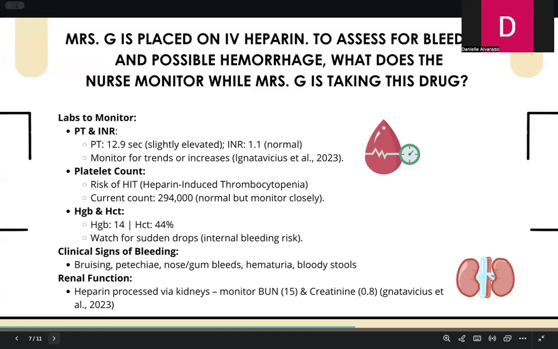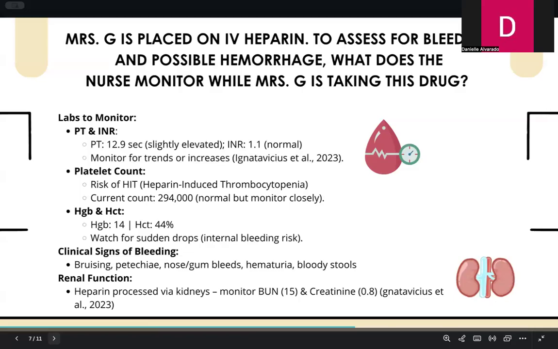Next, the nurse should monitor platelet count. Heparin can cause a condition called heparin-induced thrombocytopenia, where the platelet count drops significantly, and this would then increase the risk of bleeding. So Mrs. G's platelet count is currently 294,000, which is within the normal limits for now, but it should still be monitored.